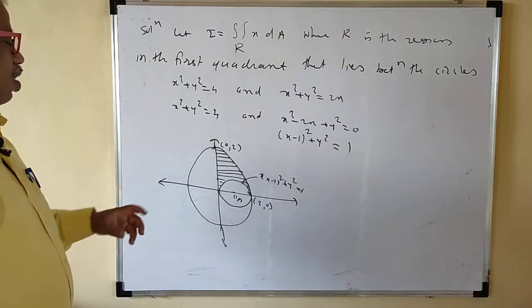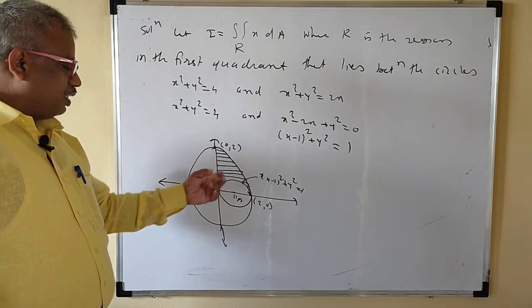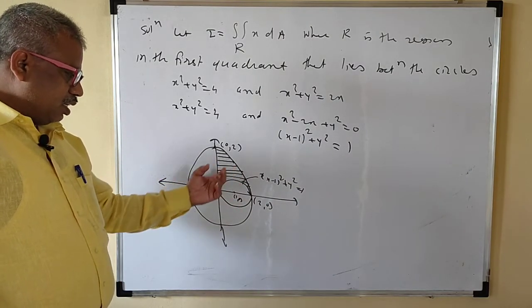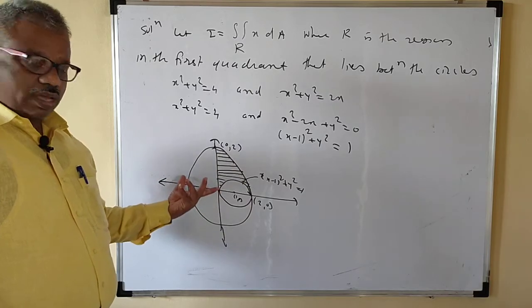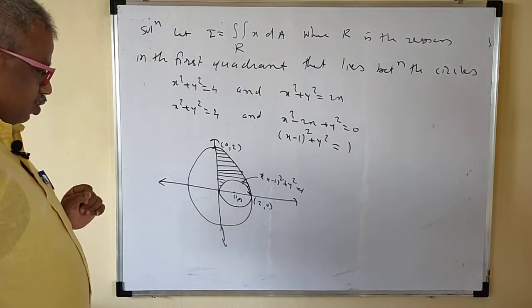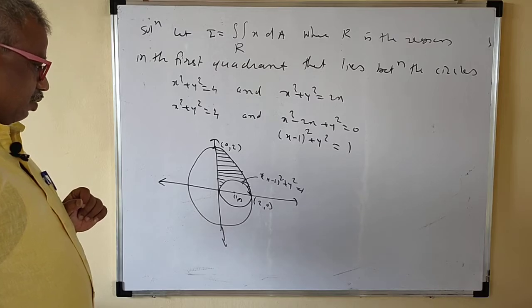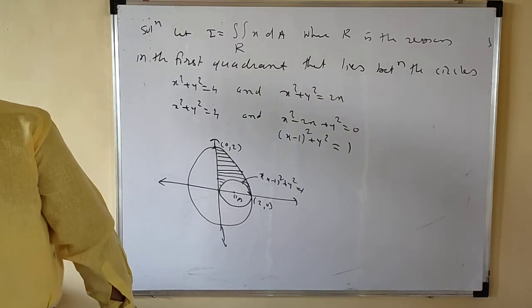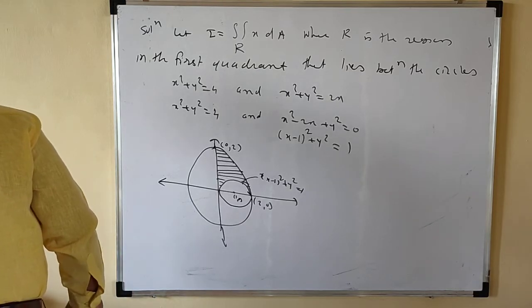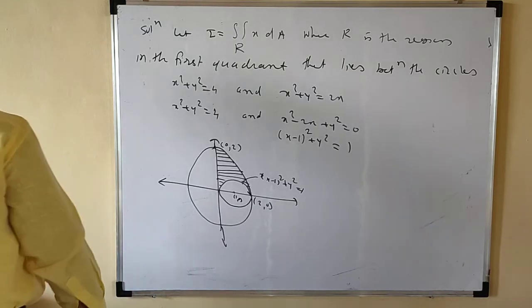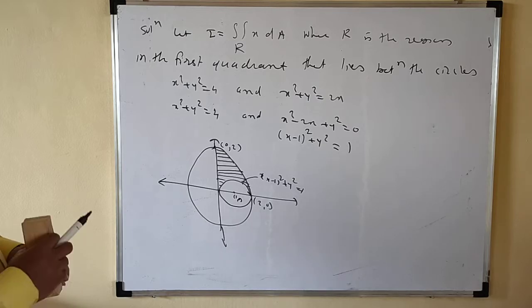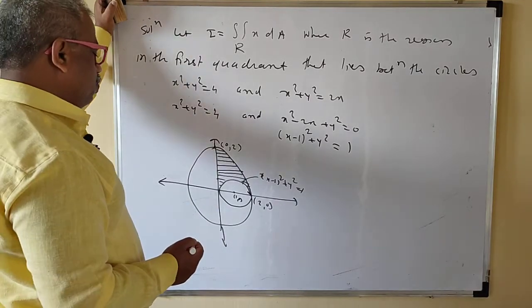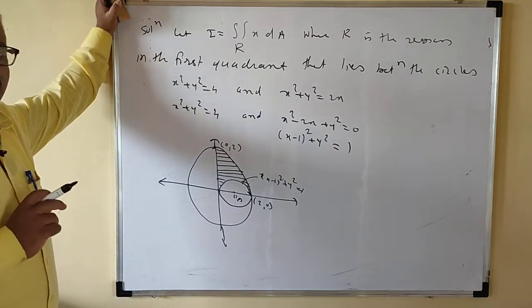The limits of r here are obviously 0 to 2. So no problem for the limits of r. But you need to check the limits of theta also. The limits of theta are 0 to pi by 2. So the limits of theta are 0 to pi by 2, and we have to check the limits of r down here.